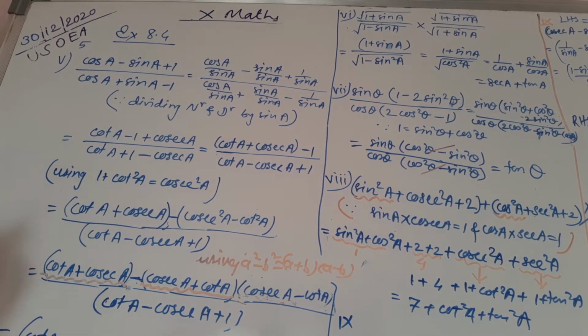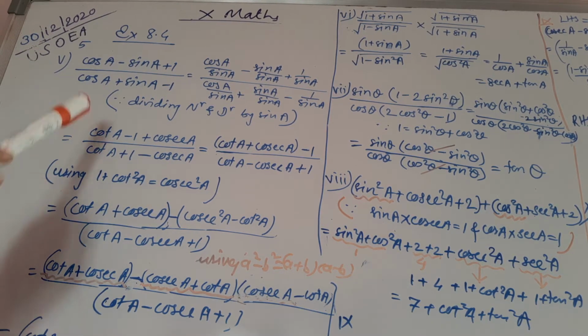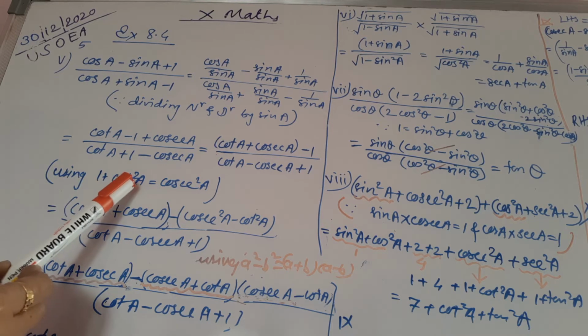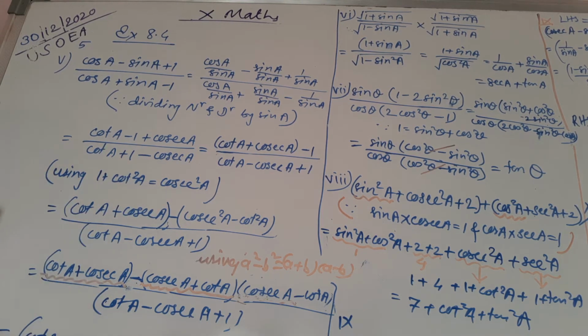Exercise 8.4, fifth sub-question, we are going to see. Now it is asked to find the answer in terms of cosec and cot, and one more hint is given. We have to use the identity 1 plus cot square A is equal to cosec square A. That identity we need to use.